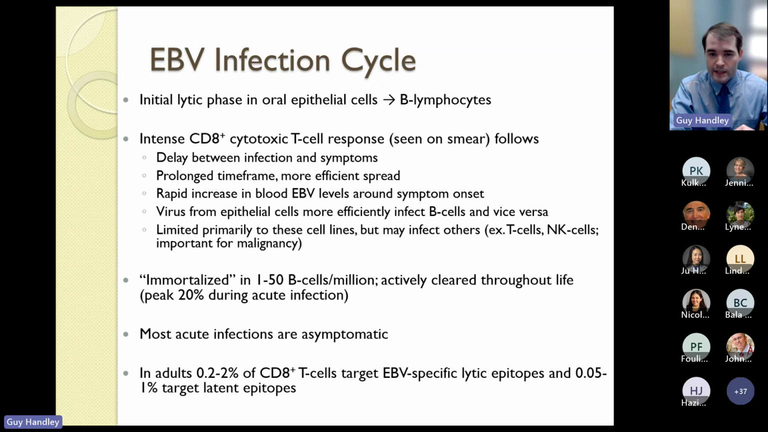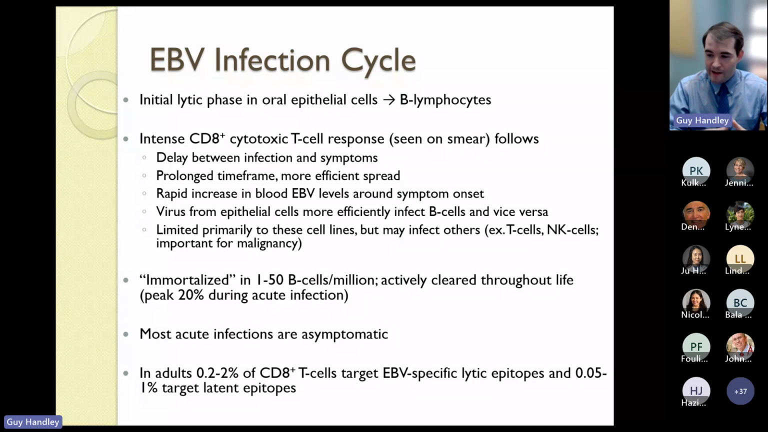So the virus, initially, your primary infection occurs in oral epithelial cells. After that, the virus goes on to infect B lymphocytes and then establishes latency for the rest of your life in memory B cells. When you have symptoms, it's actually delayed substantially from the initial infection. It can be several weeks up to a month. And the symptoms are all really due to this intense cytotoxic CD8 T cell response. And that's what you're seeing on your peripheral smear.